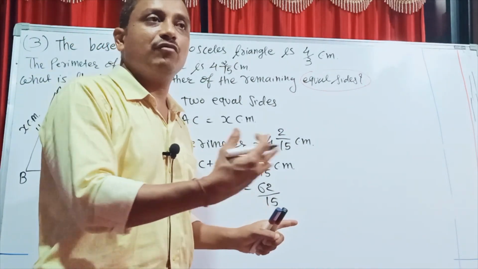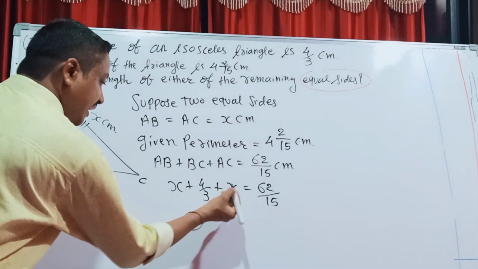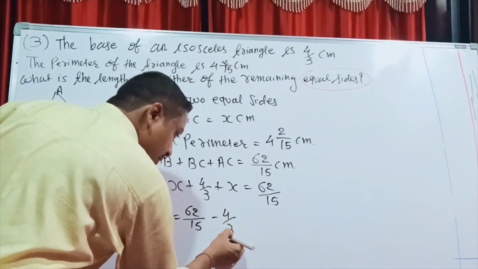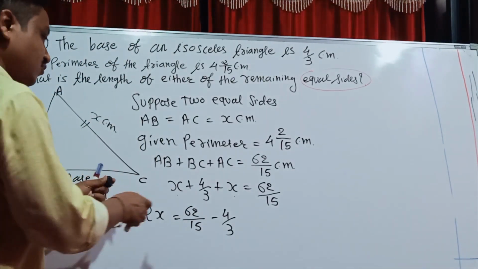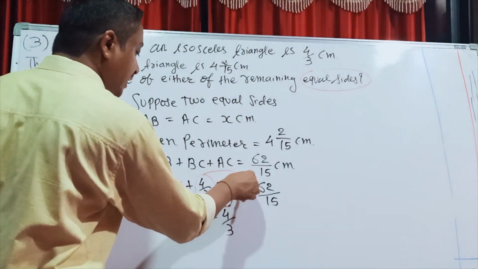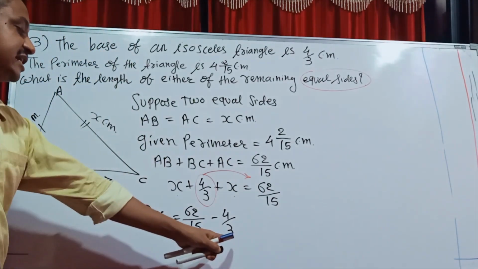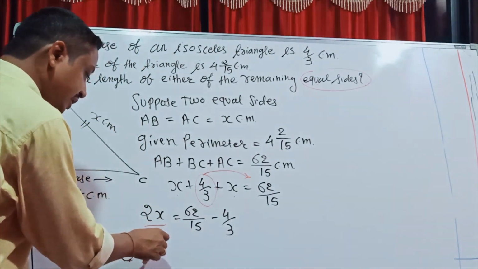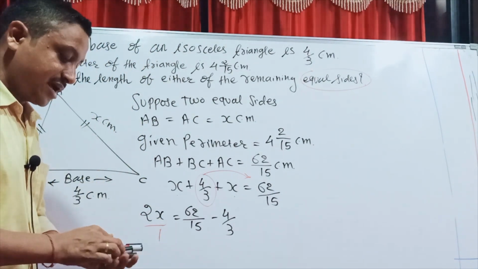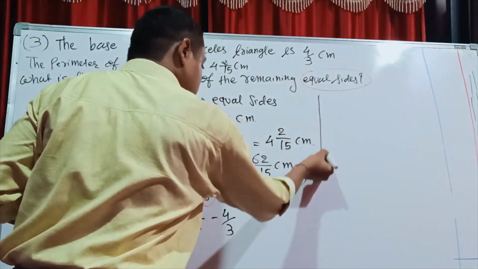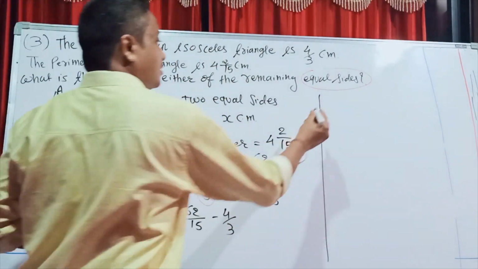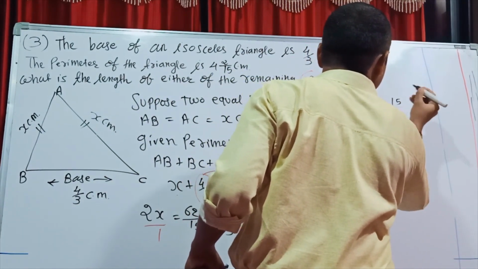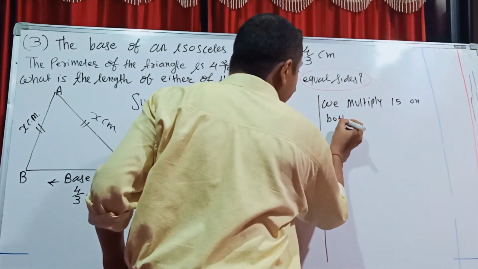Now students, you just carry forward one side x and one side constant. x and x, we get 2x. So 62 by 15 minus 4 by 3. Yes students, this value 4 by 3, I just moved from left to right side. And after that start our LCM. How much is the LCM? Here the divide is nothing, so it is 1. 15 and 3. Yes, LCM is 15. So I just multiply 15 to each term. We are multiplying 15 on both sides.